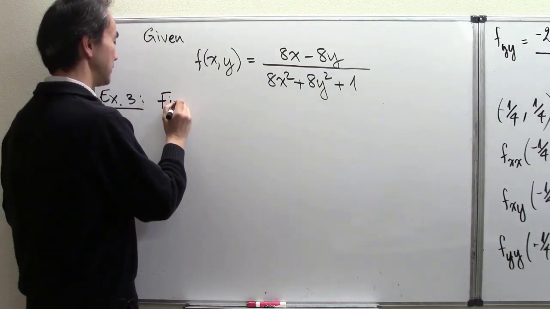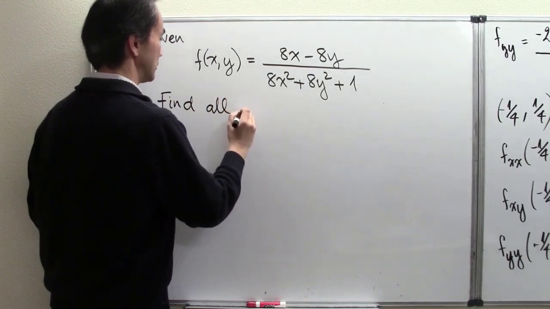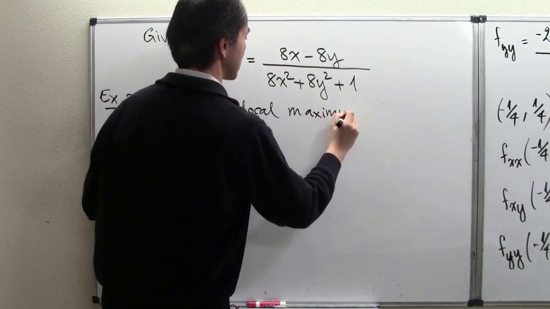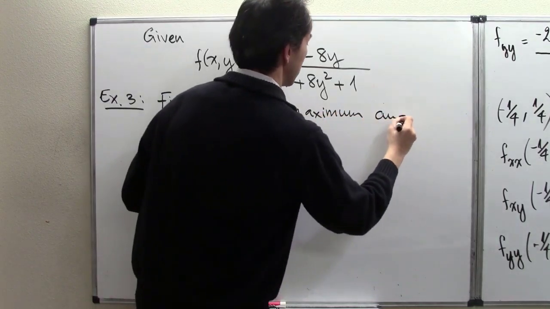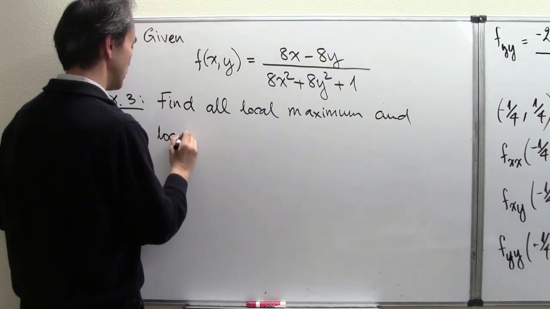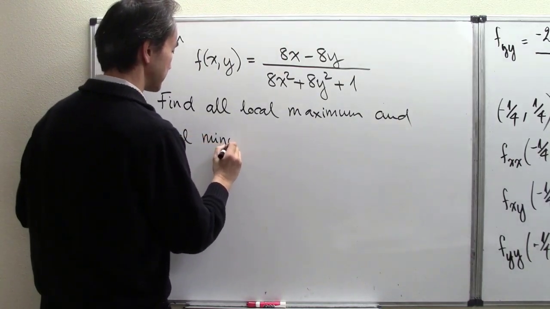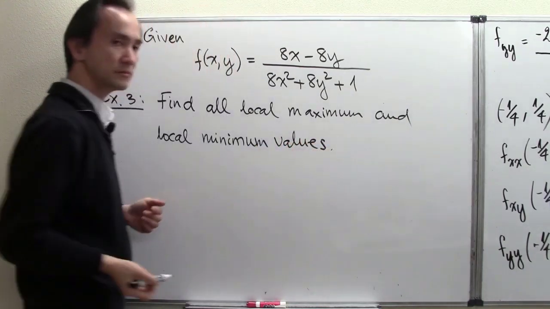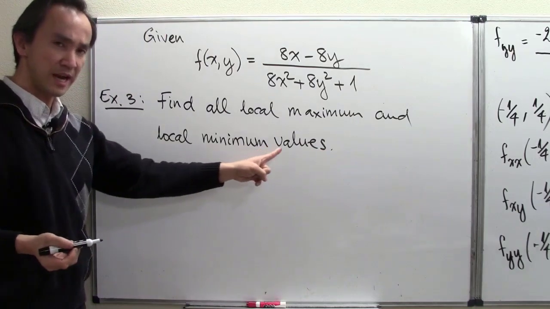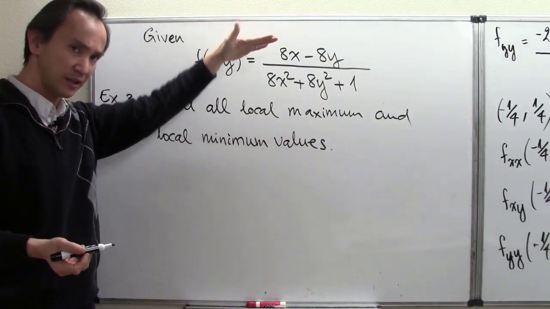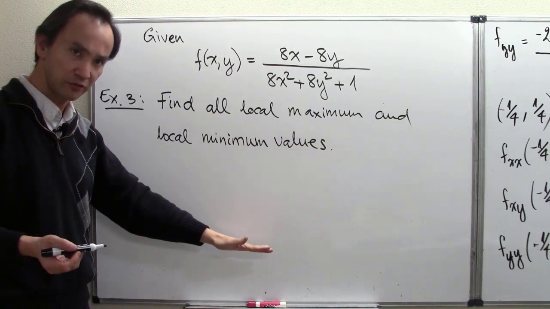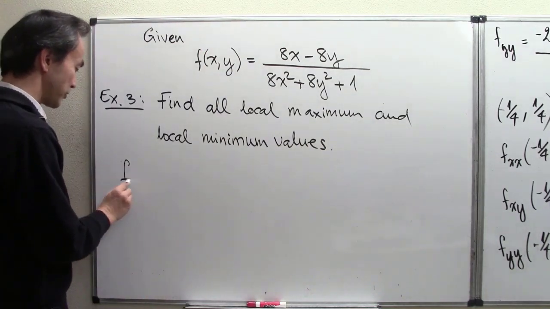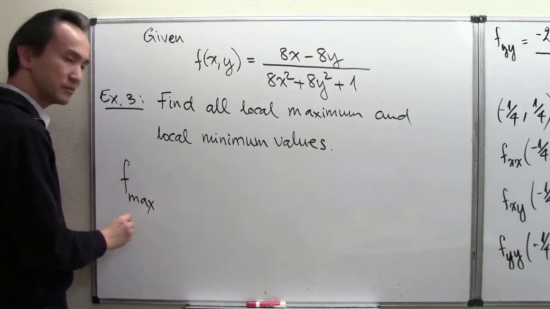Let's say find our local maximum and local minimum values. So now we're talking about the actual values. How high does it reach graphically on the graph, and how low does it reach on the graph surface right there. So now it's just a matter of the function at maximum value. That's just my style of writing it.